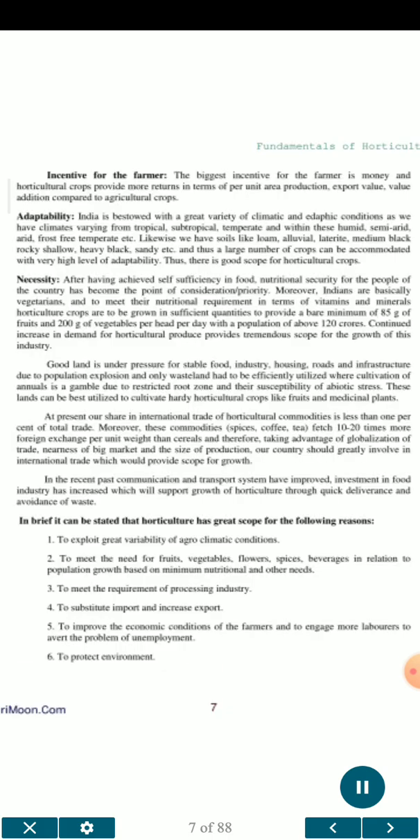1. Incentive for the farmer. The biggest incentive for the farmer is money, and horticultural crops provide more returns in terms of per unit area production, export value, value addition compared to agricultural crops.